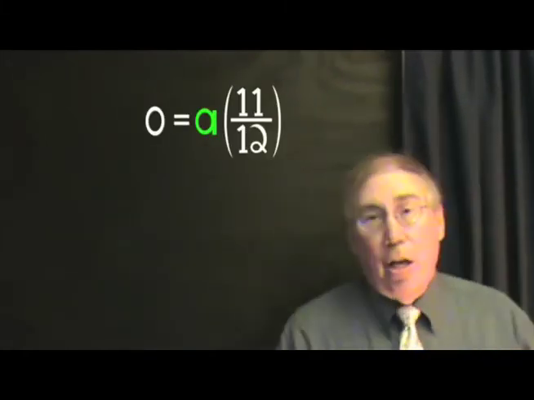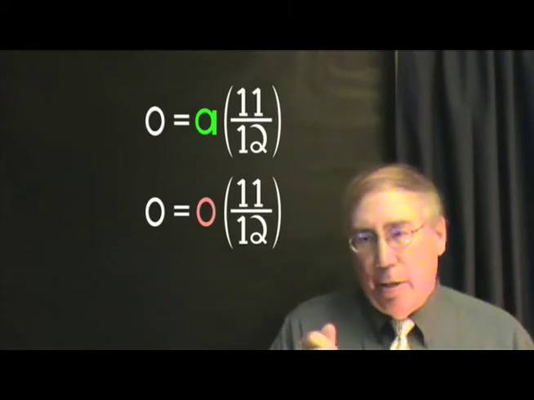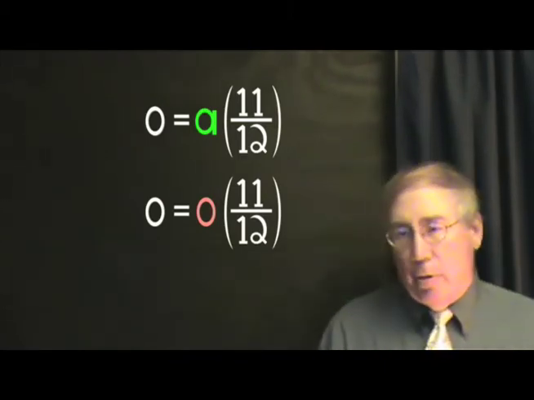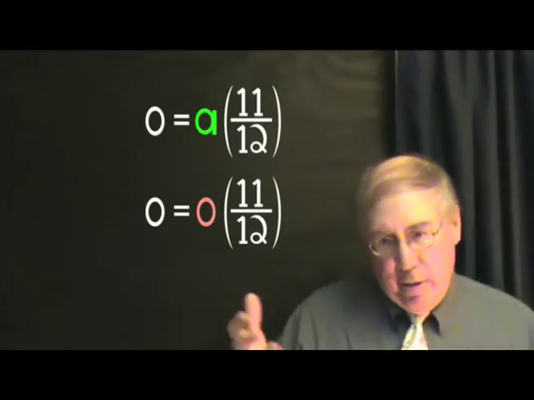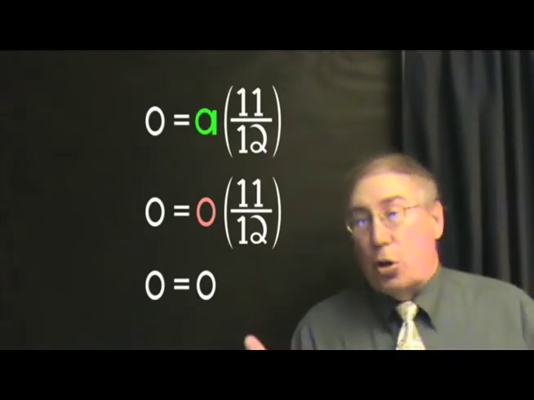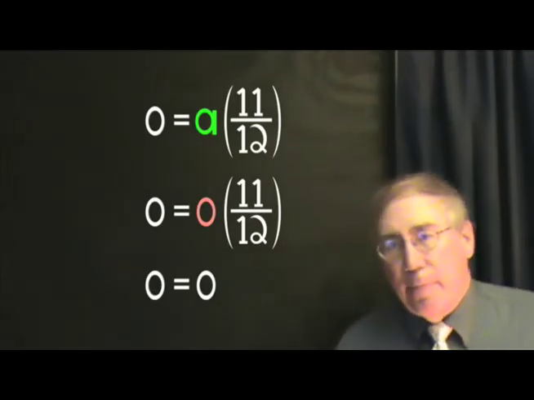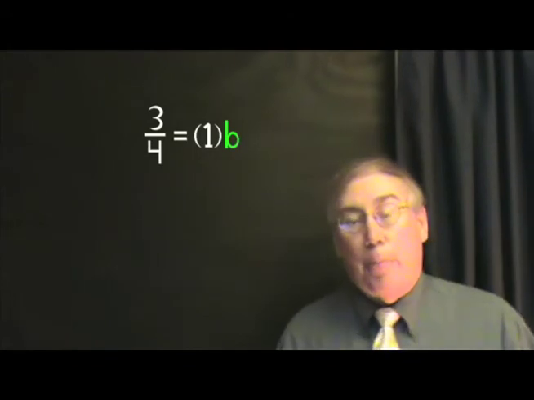Now, in our next case, what can we multiply times 11/12 so we'll get 0? So 0 on both sides. That is the multiplication property of 0.